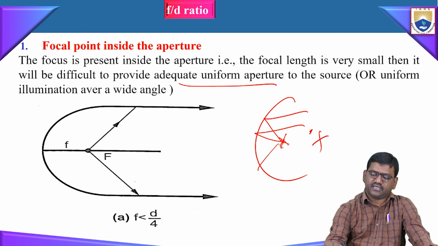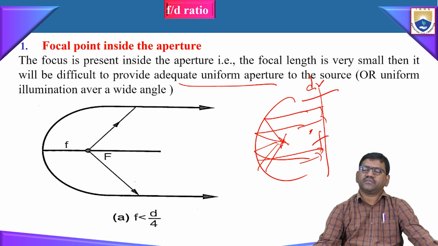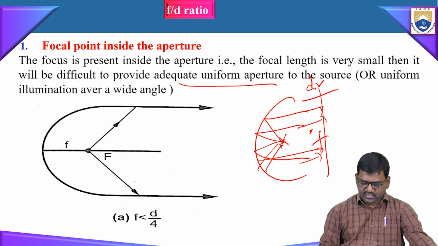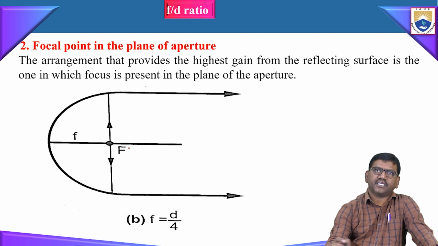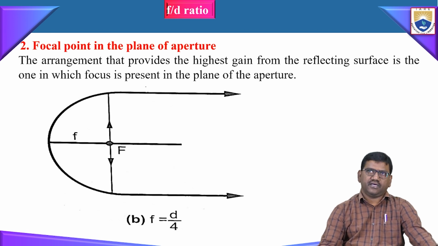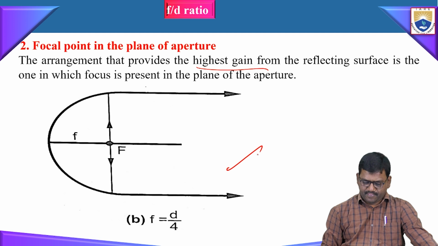Because all the electromagnetic rays will not reach the directrix at the same time interval. All the reflected rays will not illuminate the directrix at the same time interval. Hence, a uniform aperture to the source is not formed by this technique. When the focal point is in the plane of the aperture, the highest gain is achieved by placing the source element exactly on the focal point. The active element is placed exactly on the focal point, out of which the highest gain is possible. A uniform illumination, a plane wave, is formed through this technique.